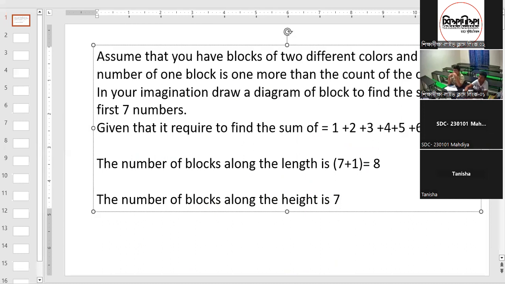So the number of blocks along the height is 7. Just 7, yes. Total number of blocks.